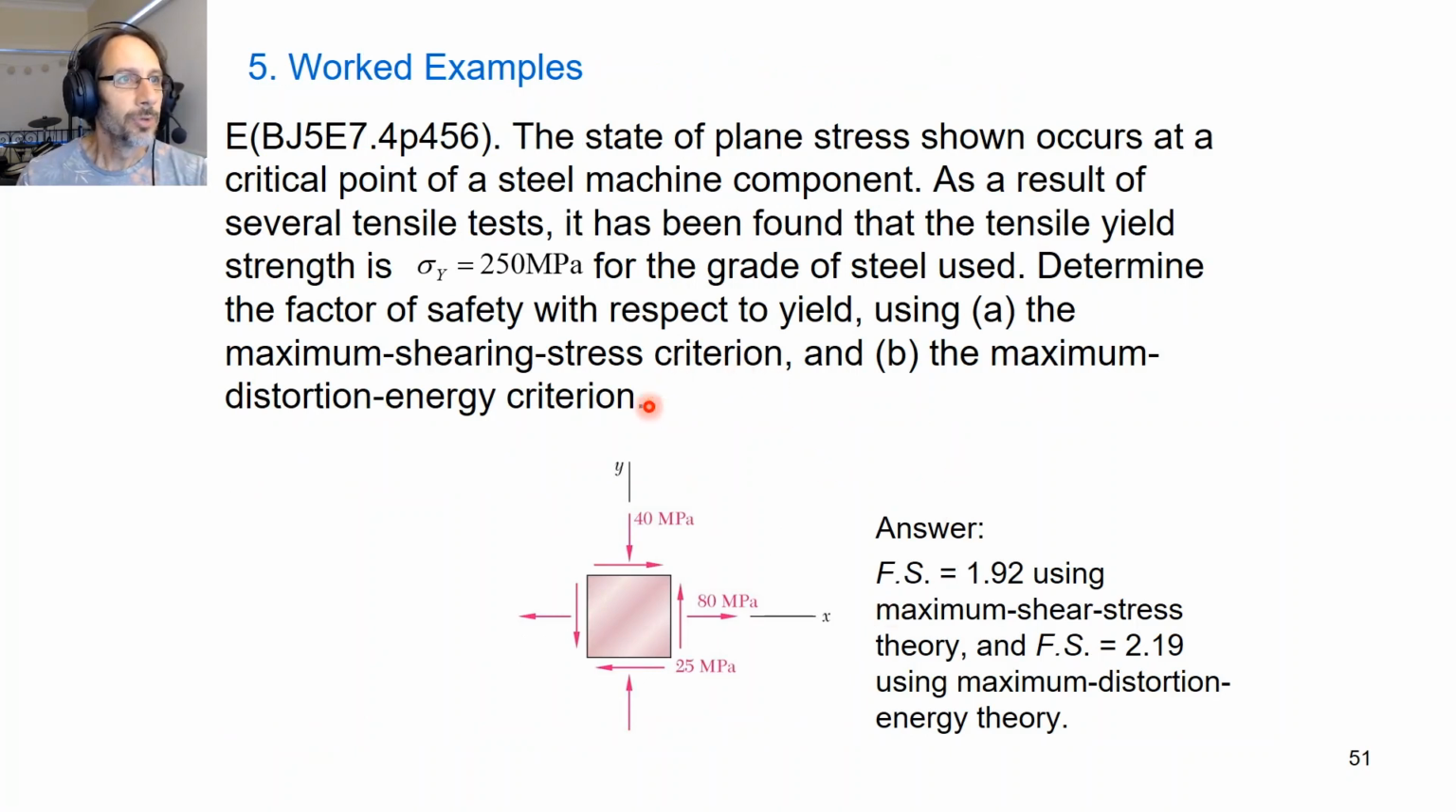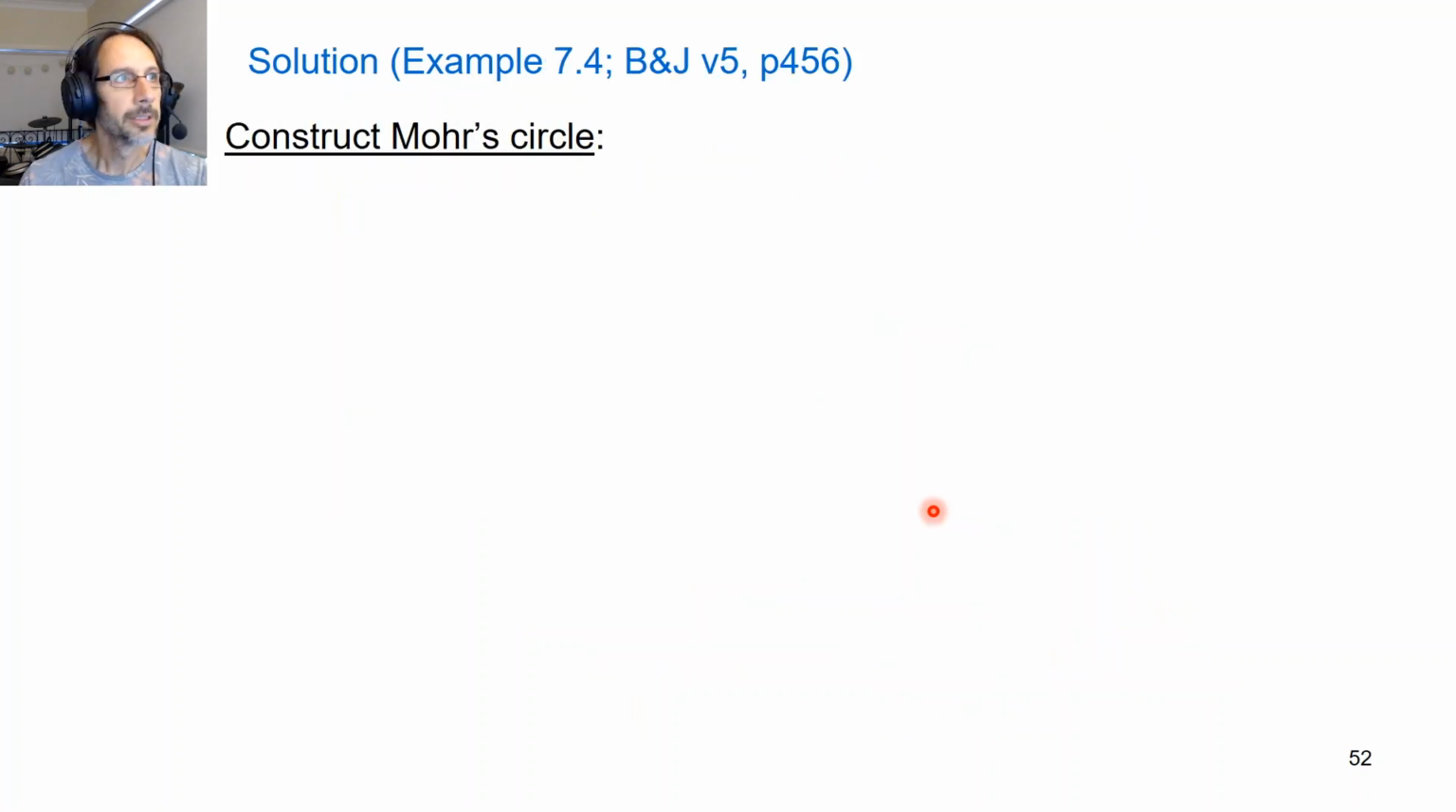Okay, another example. This time we've just gone straight to the stress element with our stresses, and we want to know what is the factor of safety at this point in the structure with these stresses using the 2 failure criteria again. Again, we've got an answer here, so you can have a go at working through the problem yourself first. So let's go.